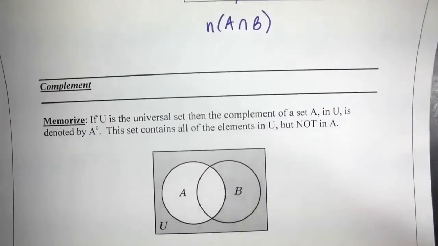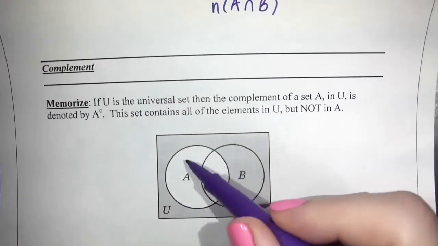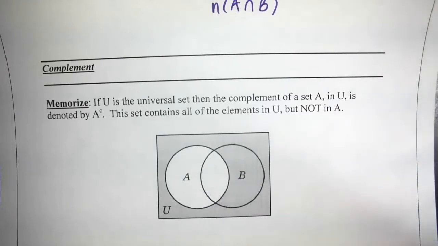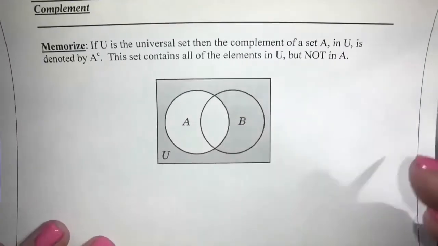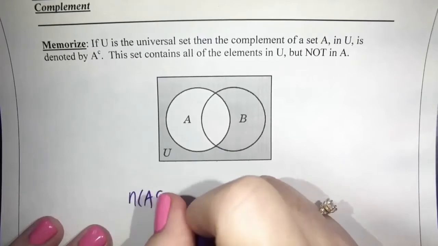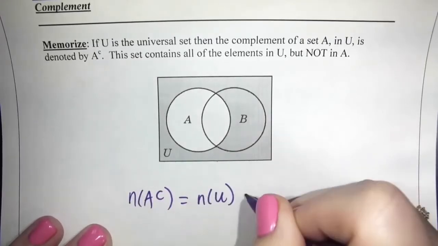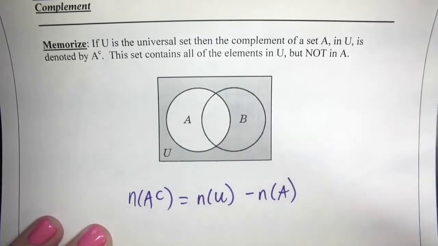If we want to talk about the complement, then if A is everything in white here, then A complement is the shaded area. And we can always get the number in A complement by taking the number in the universe minus the number in A. That would be the number not in A.